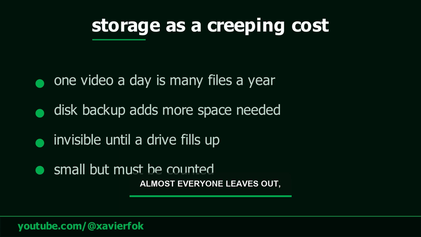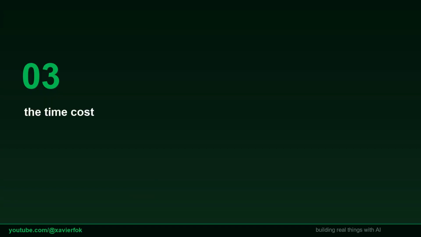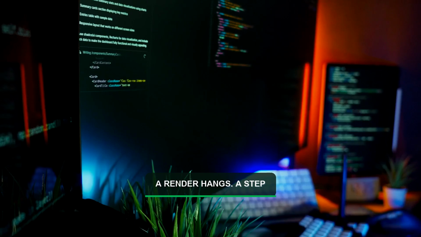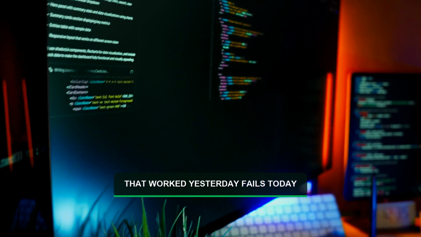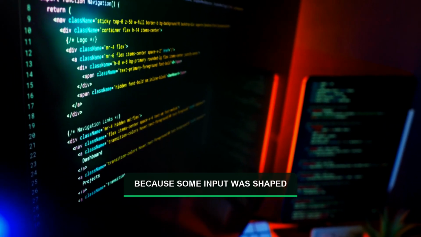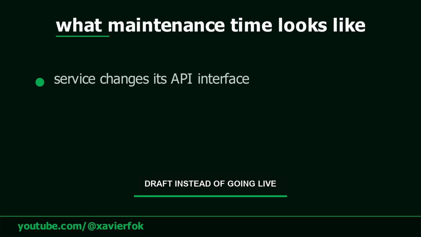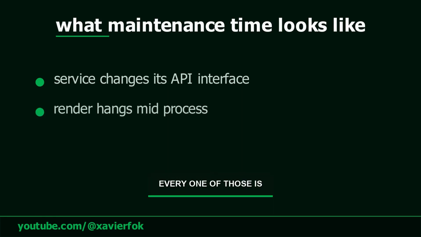Now the cost almost everyone leaves out, and the one that is actually the largest if you count it honestly: my own time. A pipeline is not a thing you build once and never touch. Things break. A service changes its interface. A render hangs. A step that worked yesterday fails today because some input was shaped slightly differently than expected. An upload lands as a draft instead of going live because a platform changed its buttons. Every one of those is time, my time, spent diagnosing and fixing rather than producing.